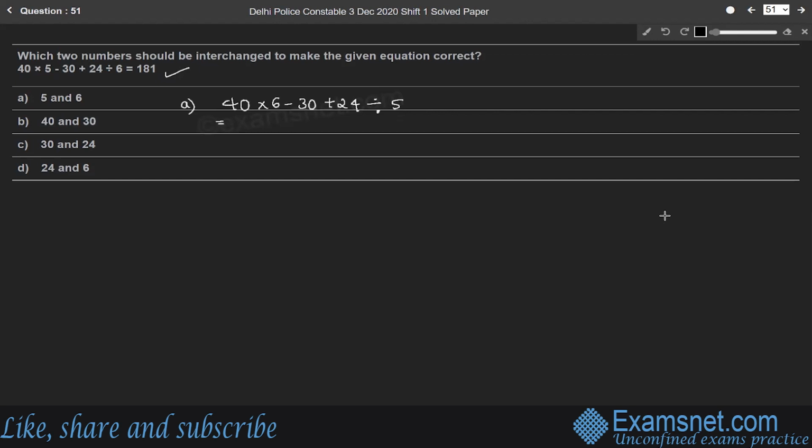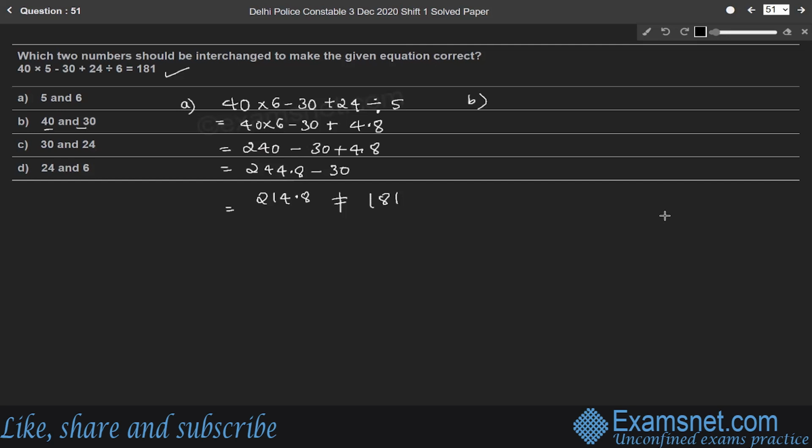According to BODMAS, 40 into 6 minus 30 plus 24 divided by 5 becomes 240 minus 30 plus 4.8, which is equal to 244.8 minus 30, which is equal to 214.8, which is not equal to 181.